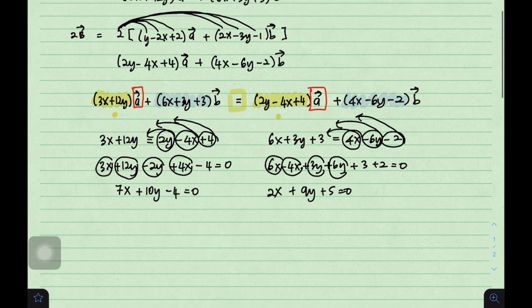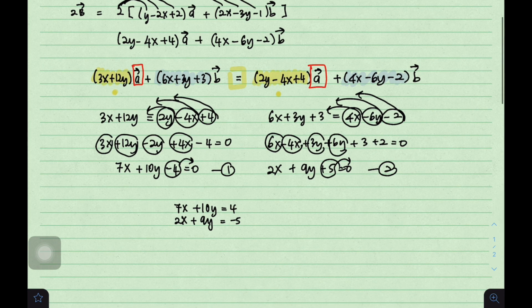So now you have two equations. This one is the first one and this one is the second one. So you can solve this one simultaneously to find what is the value of x and y. So from the first equation, we have 7x plus 10y equal to 4. I bring this negative 4 to the right. Okay. And for the second one, I bring the positive 5 to the right. It will become negative 5. So I have 2x plus 9y equal to negative 5. So you can calculate by using calculator, find the value of x and y, solve this equation simultaneously. Okay, so you will get the value of x and y.